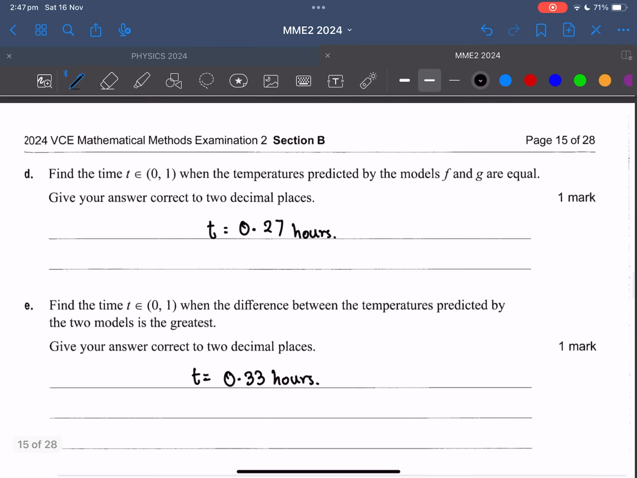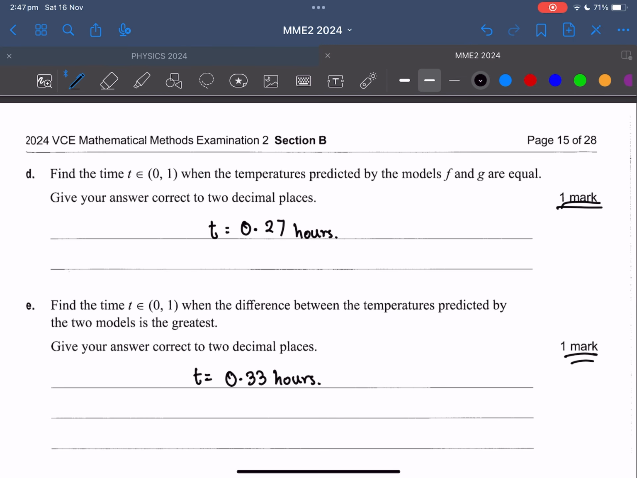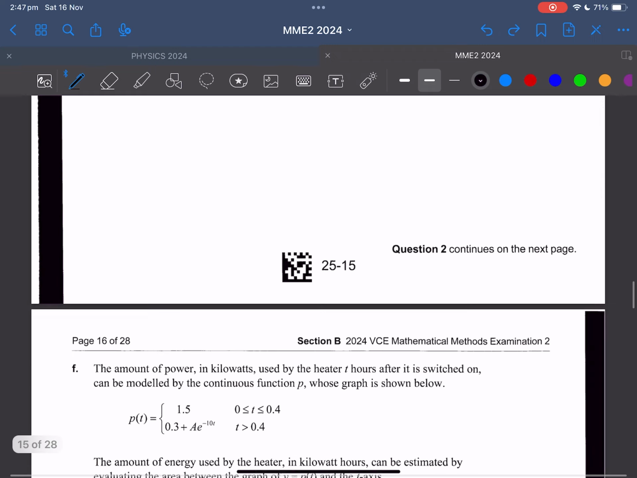And yeah, so all of these are just 1 markers. So that means just the answer is required. Okay. Alright, so let's move on to the next question.